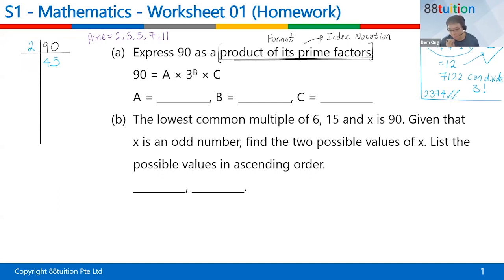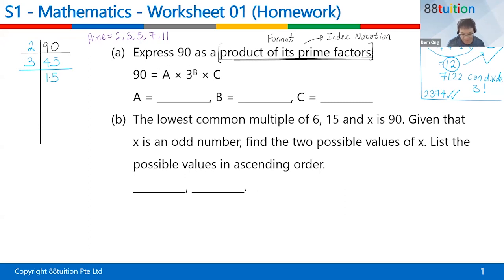To determine whether a number can divide by 3 or not, you add up the digits. If the sum is 12, 12 is a multiple of 3, it means that 7122 can divide by 3. Understand or not? This is a shortcut. So 45, right? 4 plus 5 is 9. 9 is a multiple of 3. So confirm can divide by 3 to give you a 15.